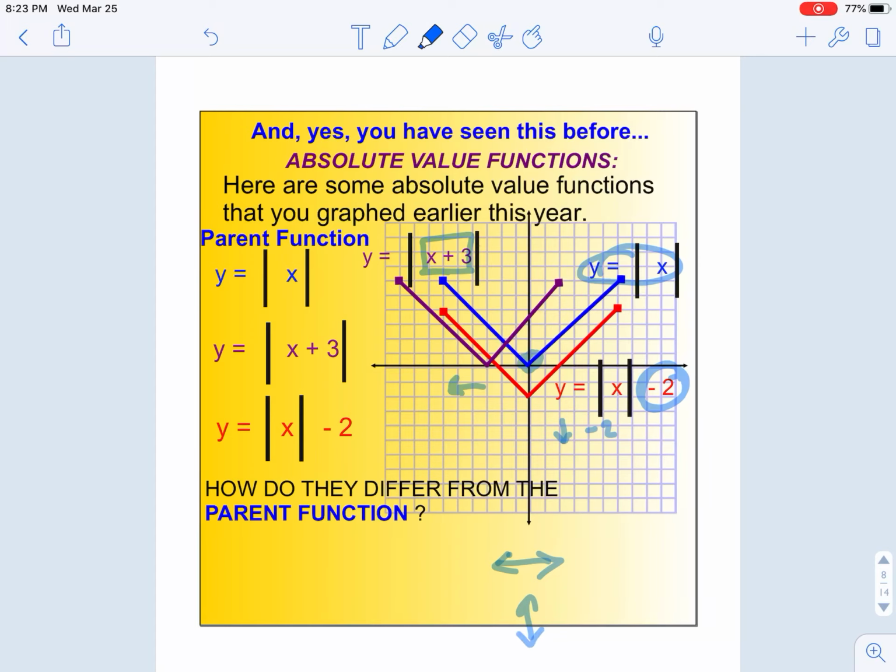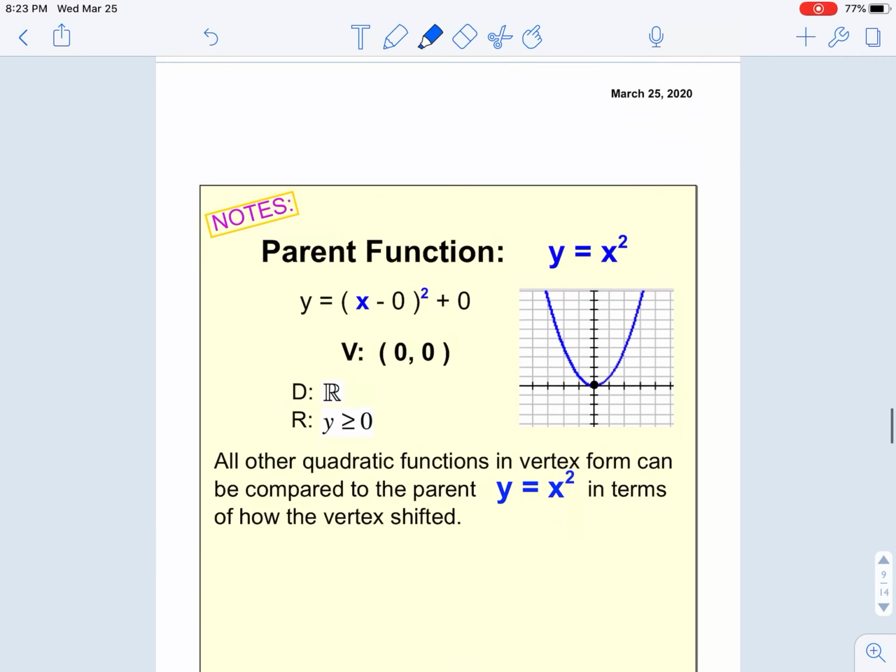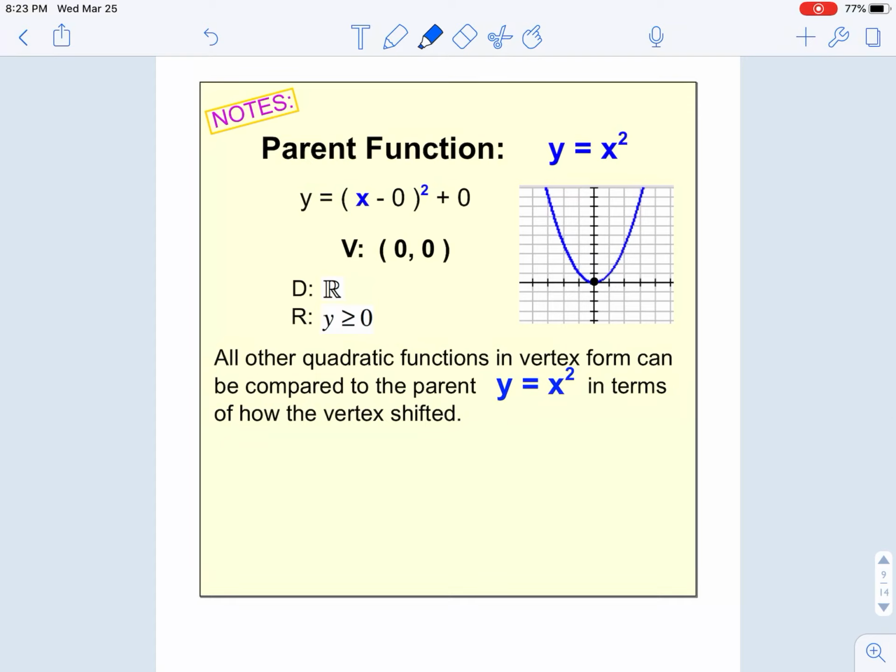Outside the parentheses, we're talking up and down. And don't forget, if we threw a negative in front of any of these, it would flip it over. Okay, this leads us right into what we call our parent function. Parent function means just the normal one. And we looked at this right away in our first example. Our parent function, the normal one, is always going to have its origin at 0, 0.